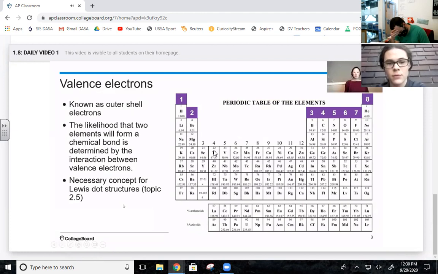Valence electrons are important because their interactions determine whether elements will bond or not. And knowing the number of valence electrons allows us to predict the formula for our elements when they bond. This is also going to be a necessary concept for your Lewis dot structures, which is topic 2.5.